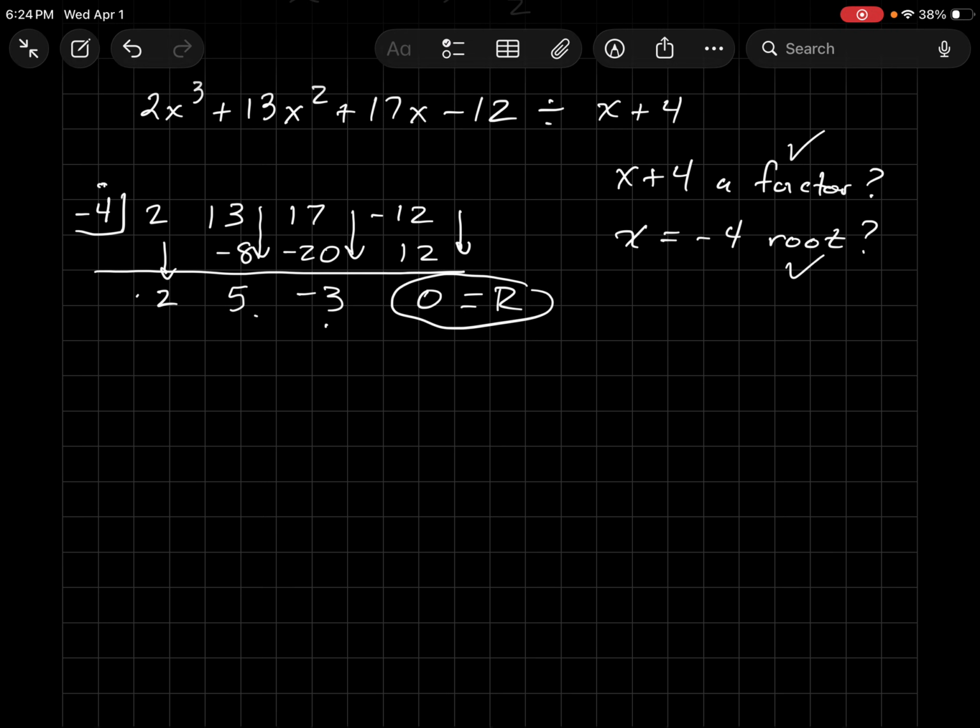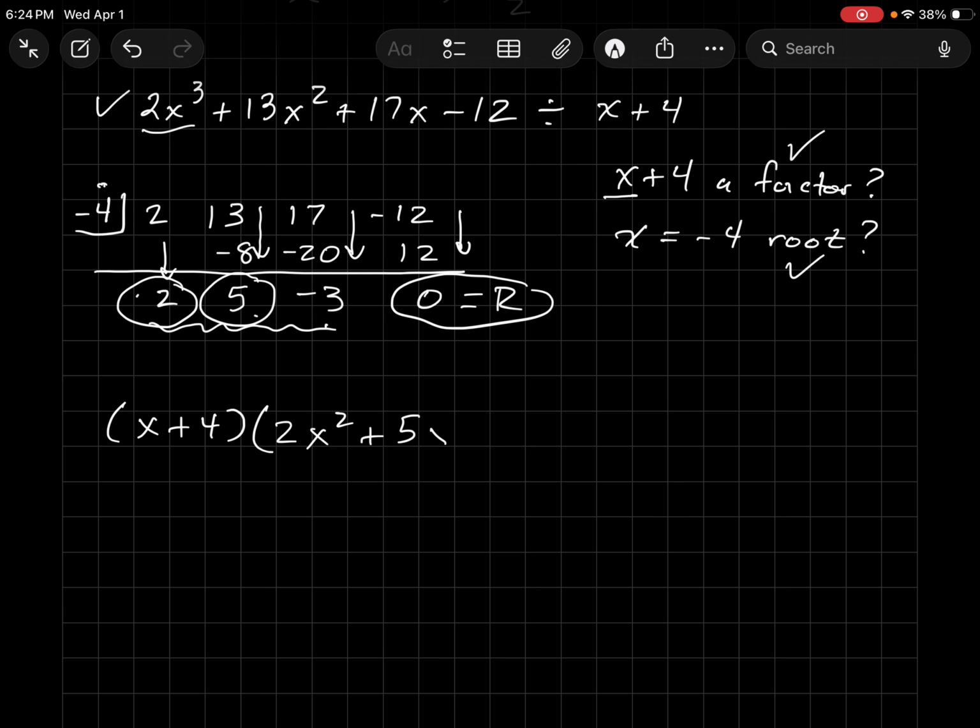So I could write the polynomial up here as x plus 4 times what's left over. Now, how do we interpret this? Well, if we divide an x cubed term by an x term, the highest power left over is an x squared. What's the coefficient of that highest power? What's the first number there? So a 2. And then we have our x to the first term, whose coefficient is 5, and then our constant term, which is negative 3.